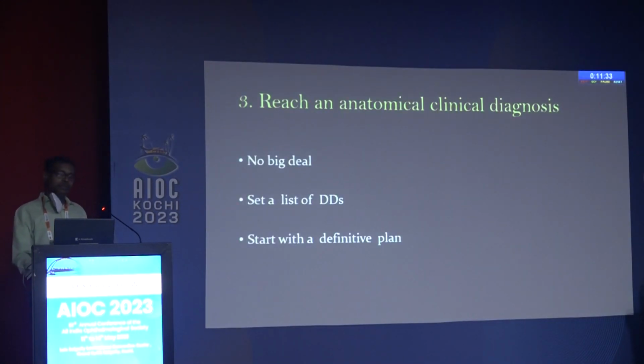And the third important point is reach an anatomical clinical diagnosis. This is not something fancy. See, it's not a big deal. You can easily reach anterior, intermediate, posterior, or pan uveitis based on what all elementary stuff you know of it. So based on that, outline a list of differential diagnosis and then proceed with the definitive plan.